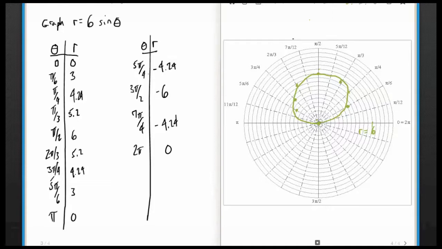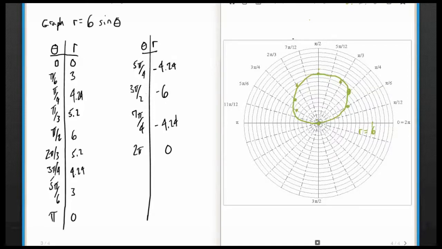5 pi by 4 gives me a negative radius. All right, so if I look at 5 pi by 4, here's pi by 4, and 5 pi by 4 is here. So I'm expecting to be drawn out here, but then I have a negative radius, so I go back along here. Oh, I've already got a point there. Let's make that point bigger, because it happens twice.